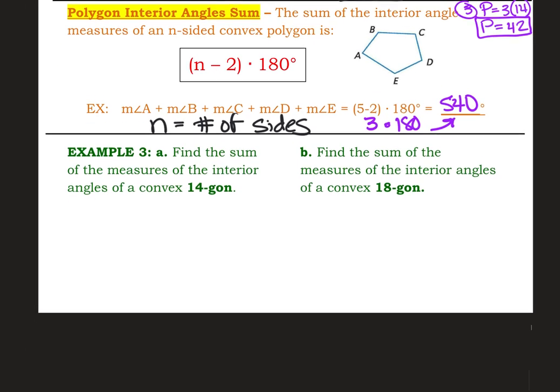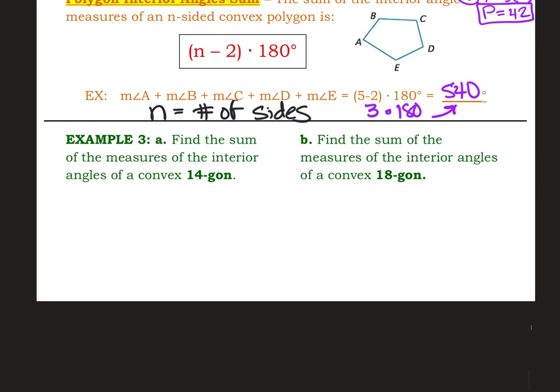Now we can do this to any polygon. So in example 3, we're going to do the same thing. It says find the sum of the measures of the interior angles of a convex 14-gon. How many sides does it have? It has 14. So n minus 2 times 180 is the formula we're going to use.